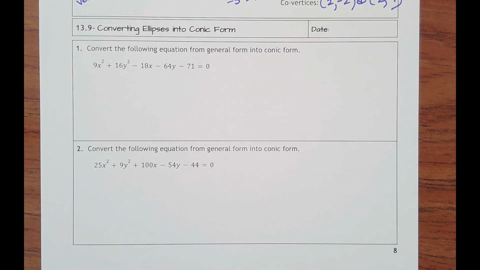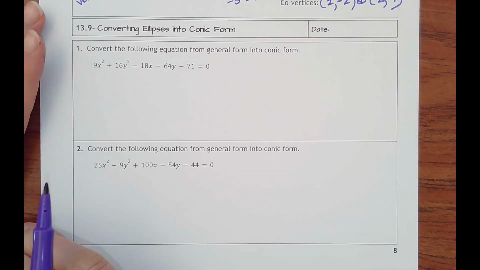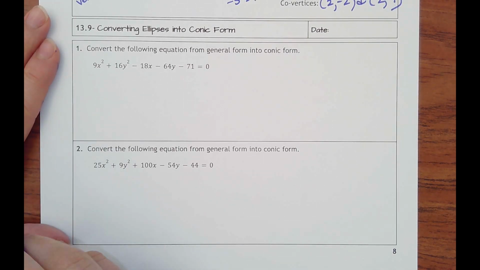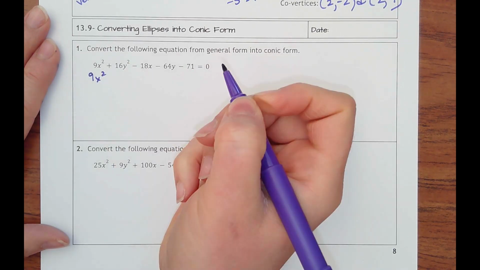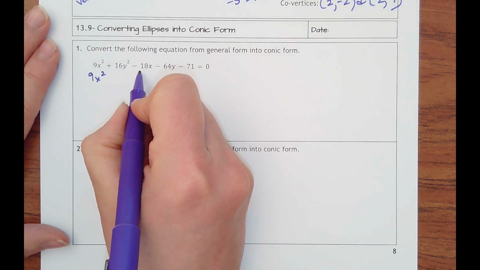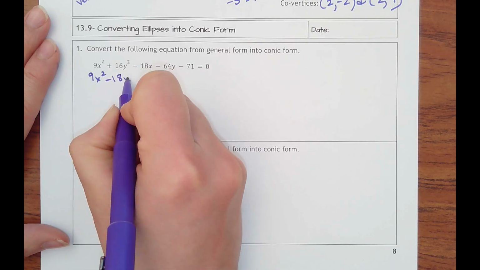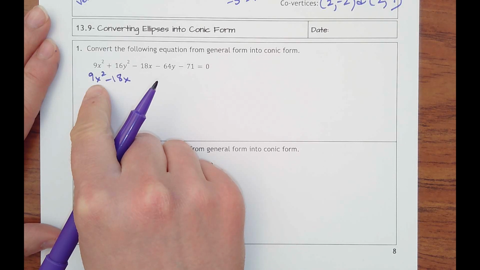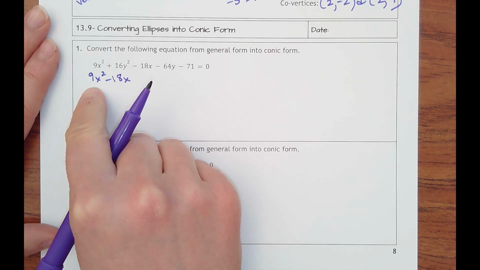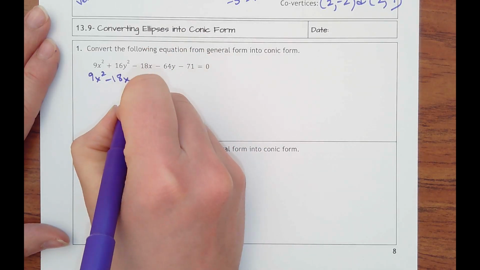Lesson 13.9, converting ellipses into conic form. So we are going to do some version of completing the square. What you need to do is group your x terms together. So I'm going to put 9x squared minus 18x. I'm not going to put plus blank yet because I don't want to ever do that until this is just a 1x squared. So I'll be actually factoring out that 9 here in a minute. First step, I'm just rearranging the terms.